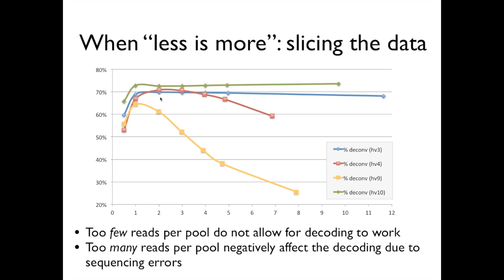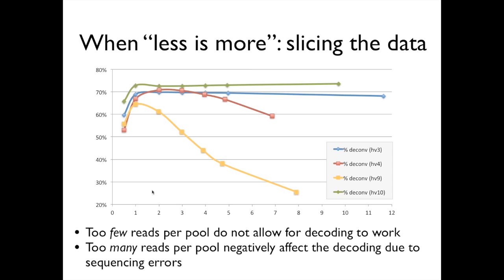So this suggests that trying to deconvolute or decode all the data at once is actually not a good idea. Again, the x-axis is the number of reads per pool on average, in millions. So 1 means 1 million reads per pool, 2 means 2 million reads per pool. As I said, there are different sets at different sweet spots. For example, HV9 maxes out in terms of the number of decoded reads at about 1 million reads. So what we did is cut the data set into pieces, decode each piece individually, and then try to combine the partial solutions to obtain the final decoding.